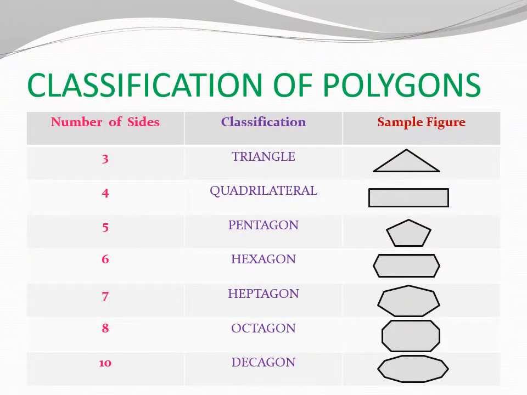Next is the classification of polygons. These are classified according to the number of sides. If the number of sides is 3, then it is a triangle. For 4, it is a quadrilateral, and for the number of sides 5, it is a pentagon, and so on. I have written the table here. You can see the sample figures also.